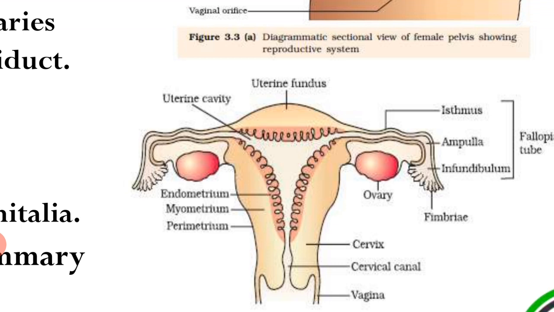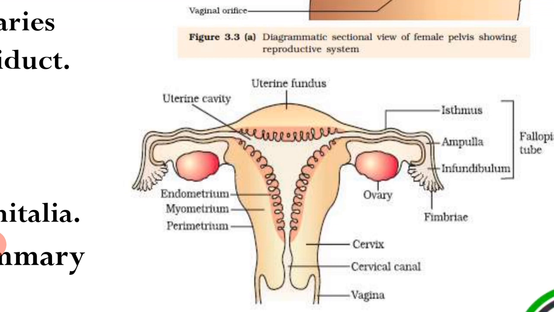These fimbriae, which are finger-like structures, help in the collection of the ovum after ovulation. That is, whenever the egg is released from the ovary, that egg will be collected with the help of these finger-like projections, the fimbriae.